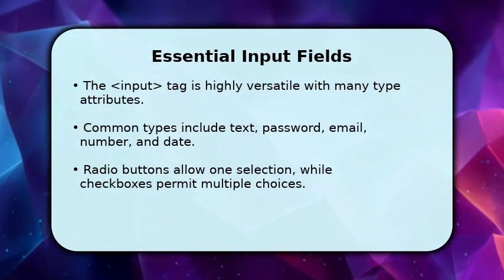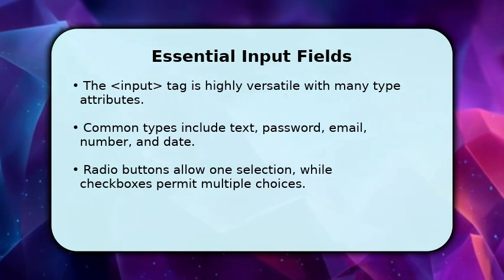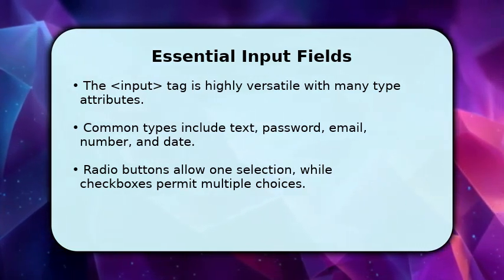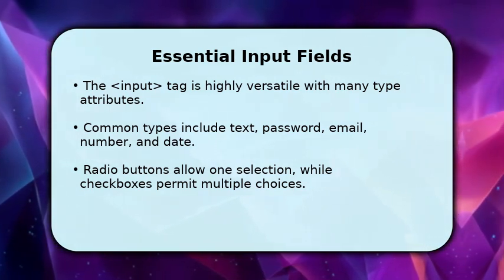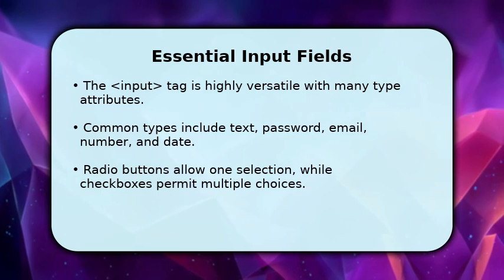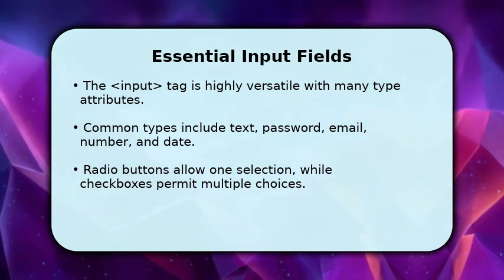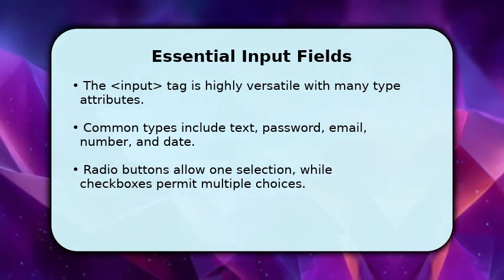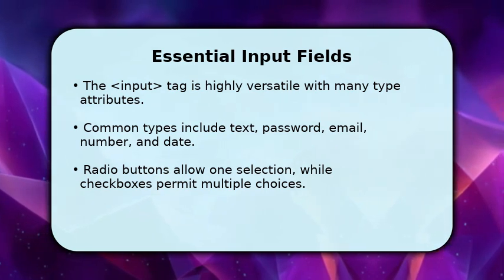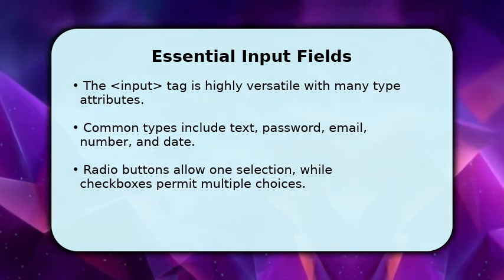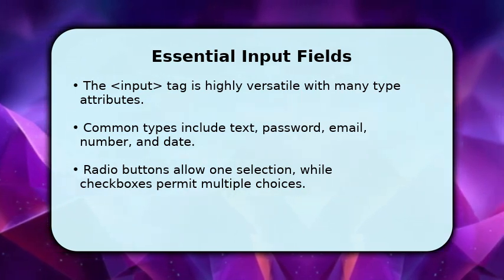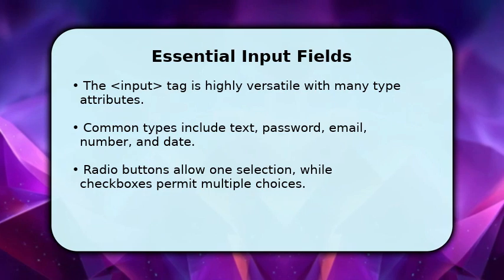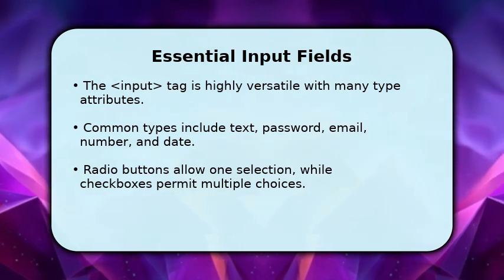Next, let's dive into the workhorse of forms, the input tag. This single tag handles a wide array of user interactions, thanks to its type attribute. You'll frequently use type equals text for single-line input, type equals password for hidden characters, and type equals email for email addresses. For selecting options, type equals radio lets users pick one choice from a group, while type equals checkbox allows for multiple selections. There are over 20 different input types available.